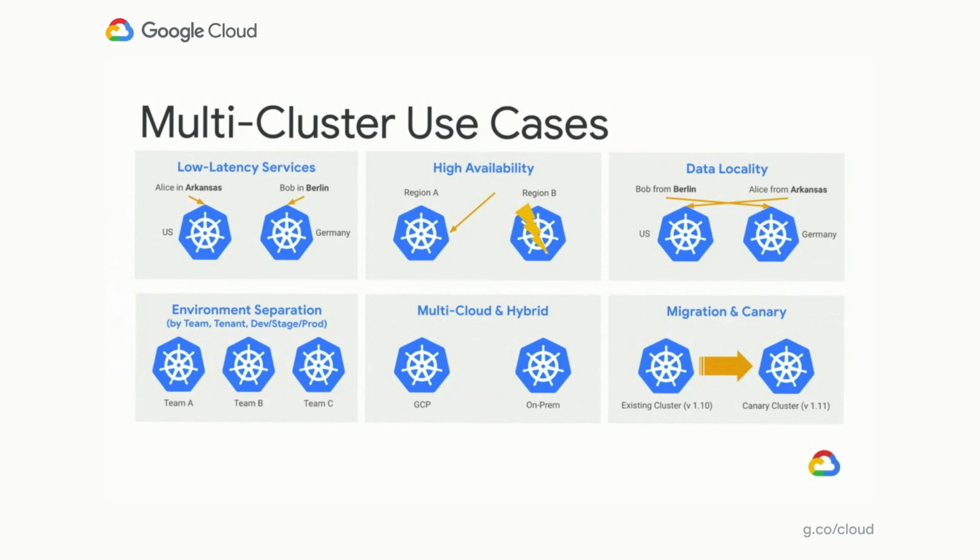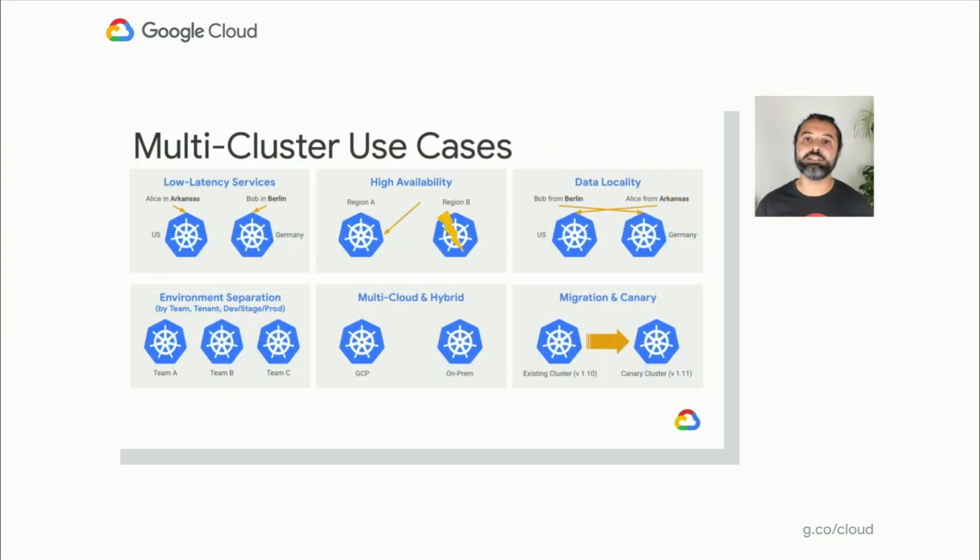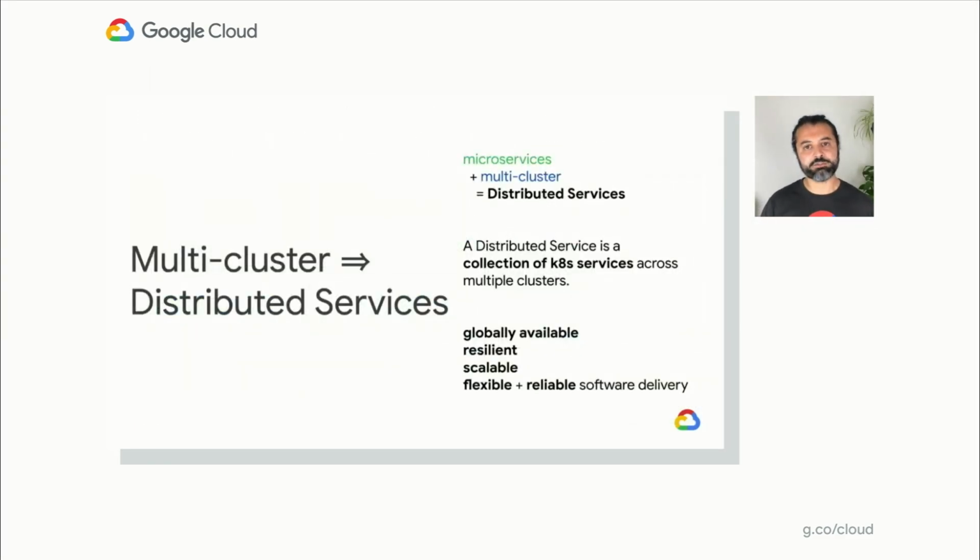Now, within a region, when I talk to customers, they ask, how do I make my services resilient within a region? One way to do that is to have multiple clusters within a region. Two is better than one. If one goes down, you have something else. So we want to focus on those two aspects: multi-regionality, clusters in different regions, and regional resiliency, multiple clusters in a single region. And this spawns the idea of something called a distributed service.